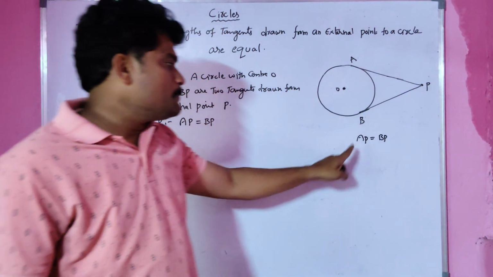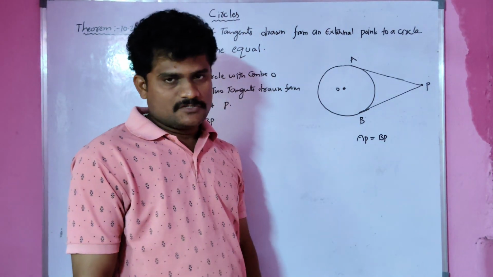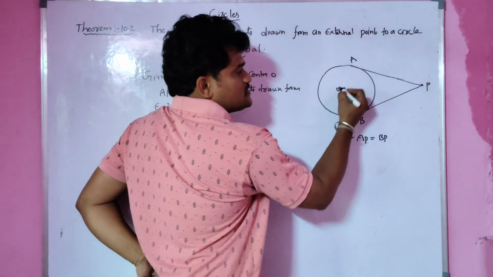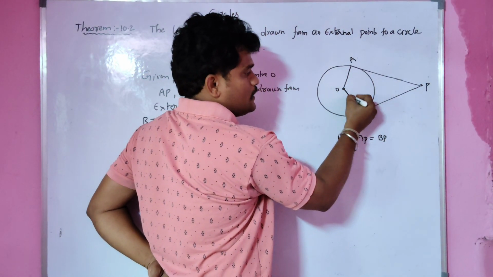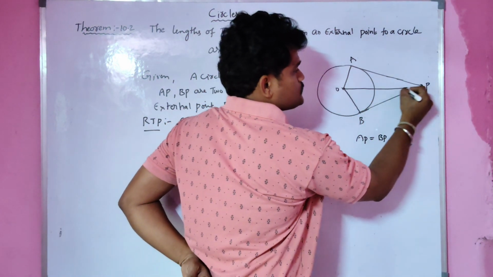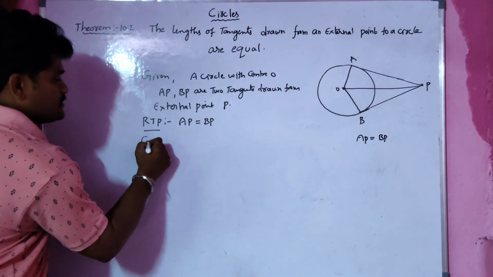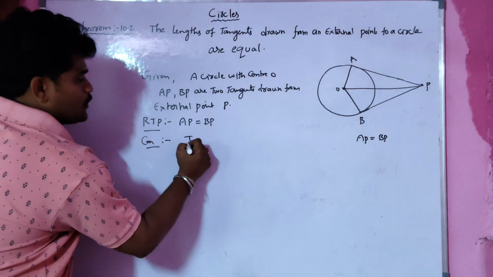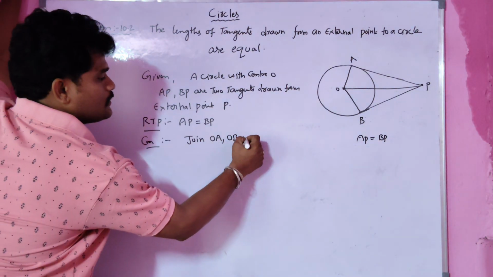If you want to prove AP is equal to BP, for this theorem we need a small construction. The construction is, I'll join the center to A, and I join OB, and also I'll join O to P also. So a small construction is required. I'll write the construction: I join OA, OB, and OP.